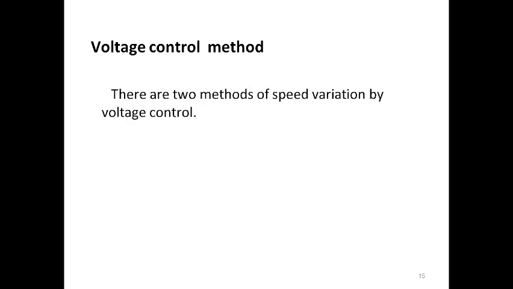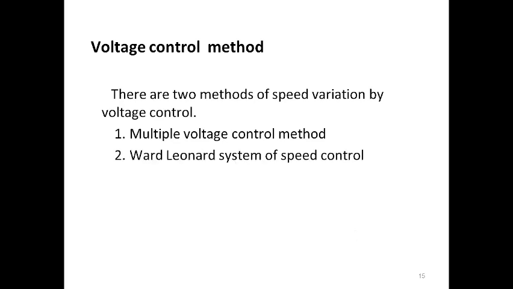Hello everyone. Today we are going to discuss the topic voltage control method. There are two types of speed control variation in voltage control. One is the multiple voltage control, and another one is the Ward Leonard system of speed control. So we'll talk about the multiple voltage control system first.